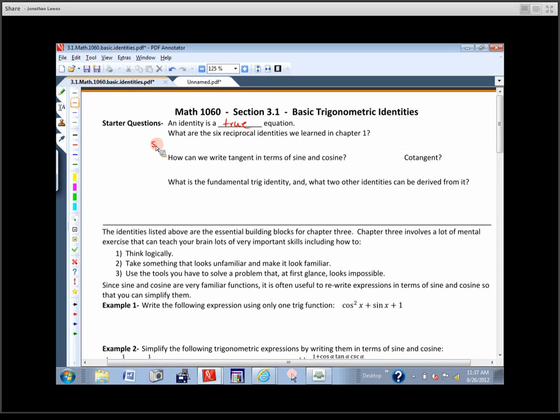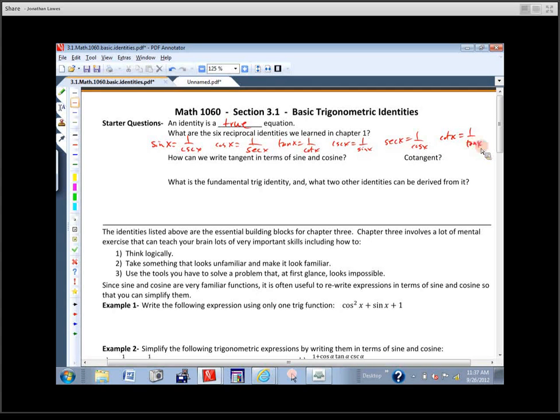So we figured out that the sine of x was 1 over the cosecant of x. The cosine of x is 1 over the secant of x. The tangent of x is 1 over the cotangent of x. And then I just write each one of those in reverse. So the cosecant is 1 over the sine. The secant is 1 over the cosine. And the cotangent is 1 over the tangent.